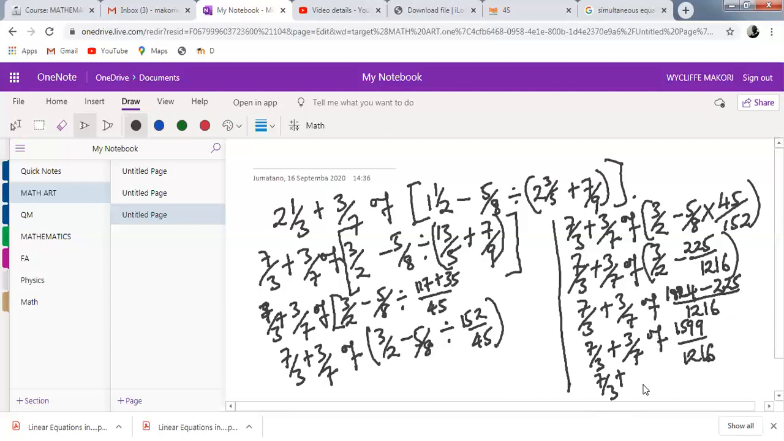So we can simply multiply 3 times 1599, times 3, which gives us 4797 over 7 times 1216. 7 times 1216 comes to 8512. And then now you can work out this. You can find the LCM of these two, and then you work out and you are able to get the answer. So basically that is how you evaluate anything that has more than one sign.